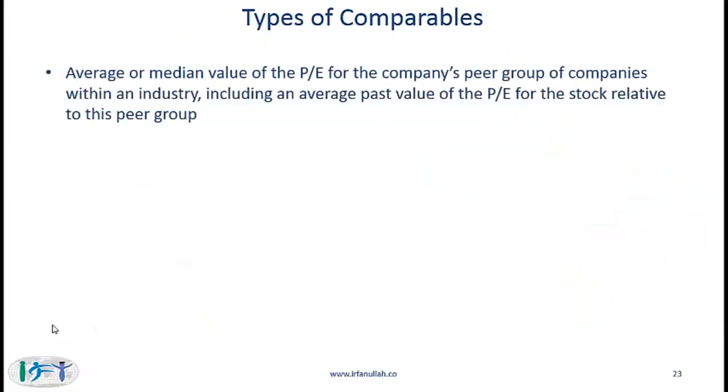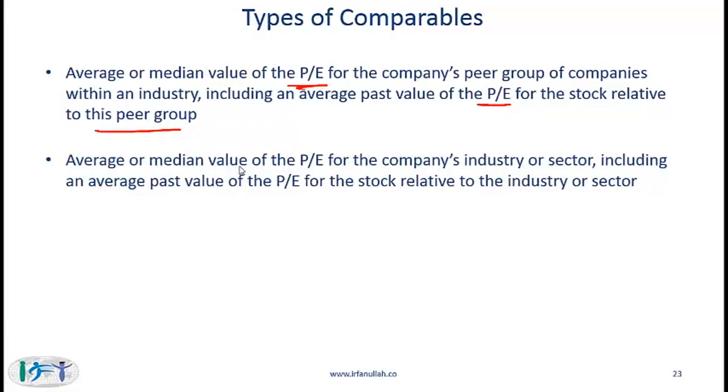All right, so obviously in this method, a critical element is the comparables. So what are the types of comparables that you use? One is the average or median value of the PE for the company's peer group of companies within an industry, including an average past value of the PE for the stock relative to its peer group. So all this is saying is that you take the average PE of companies in the industry or comparable companies. Average or median value of the PE for the company's overall industry or sector.